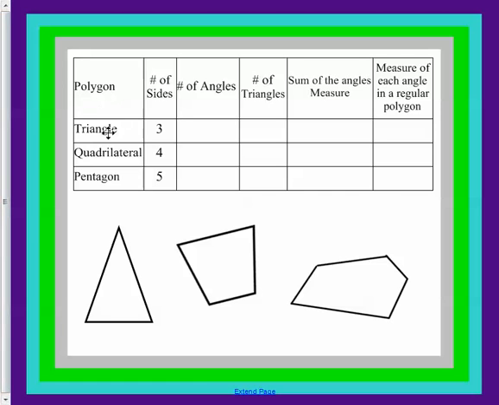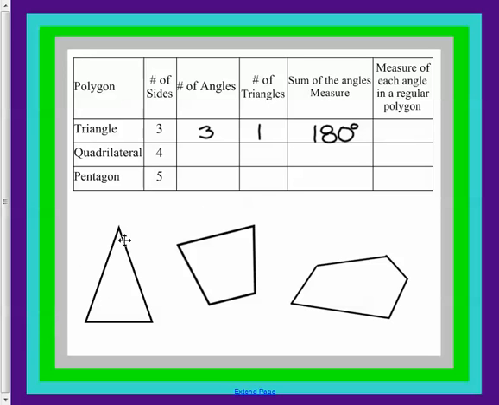So let's explore polygons. We've got a triangle. A triangle has 3 sides, 3 angles. And what I mean by the number of triangles is it's only forming one triangle, okay? And you're going to see what that means in just a second. We also talked about how a triangle's sum of all of its measures is 180 degrees.